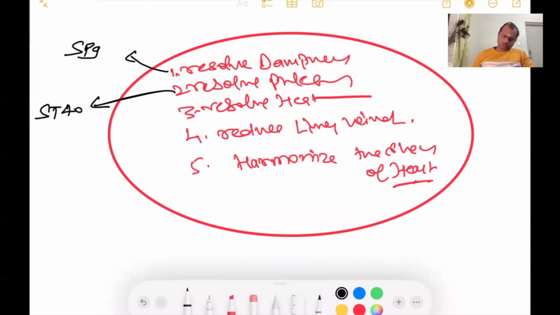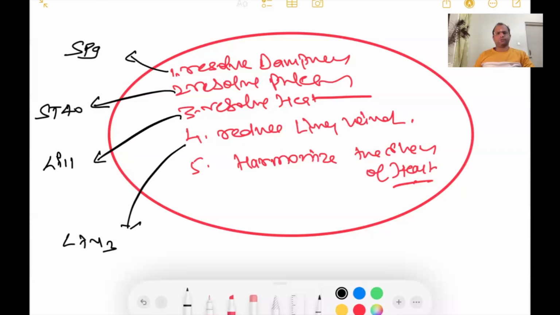Then resolving the heat. Li 11 is the very good point for resolving the heat. We can expel the heat out. Right. Then reduce the liver bind. So liver 3 is the very good point for reducing the liver bind. Okay.